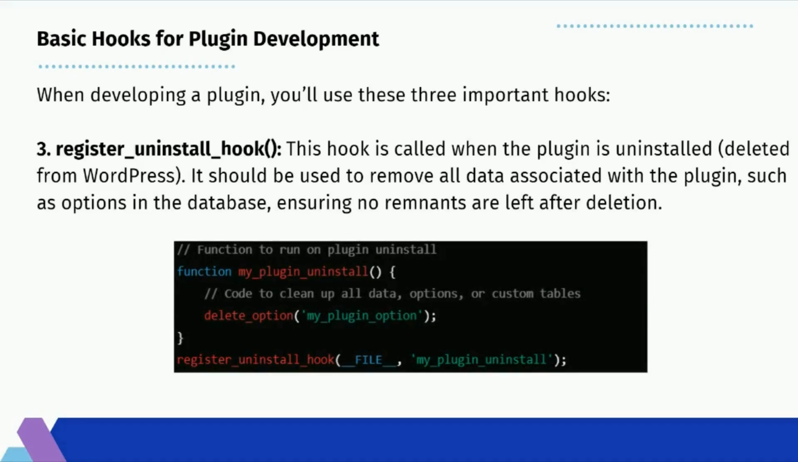Number three, register_uninstall_hook. This hook is called when the plugin is uninstalled, deleted from WordPress. It should be used to remove all data associated with the plugin, such as options in the database, ensuring no remnants are left after deletion.